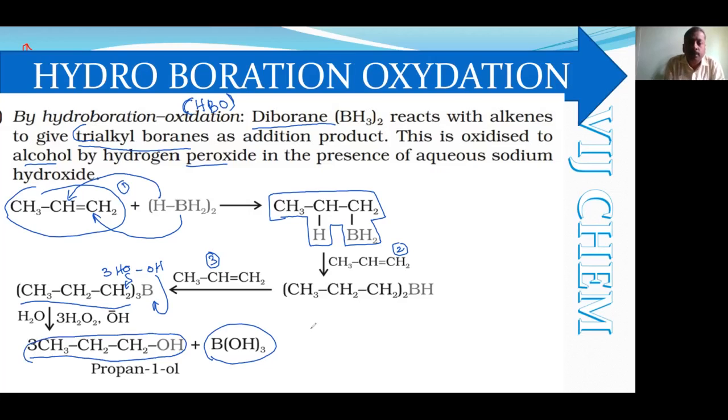Okay. And you should be aware that this is an anti-Markovnikov product because in the previous example, we found that OH was here, but now the OH is on the right side. This is called an anti-Markovnikov's product. So that is the difference between Markovnikov's and anti-Markovnikov's rule. Okay. So this is about the hydroboration oxidation.